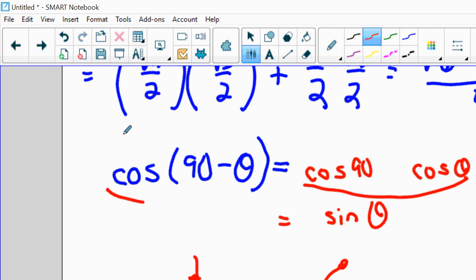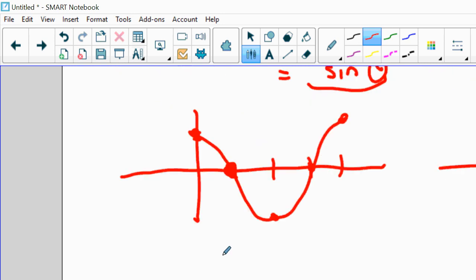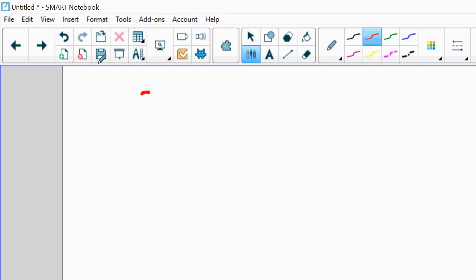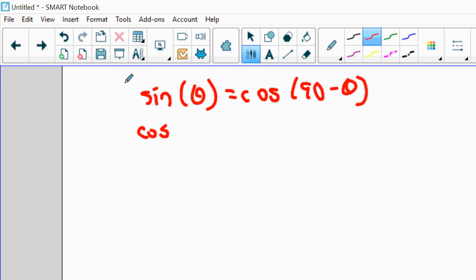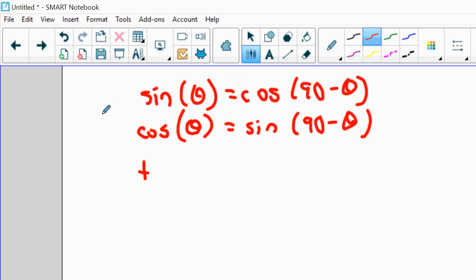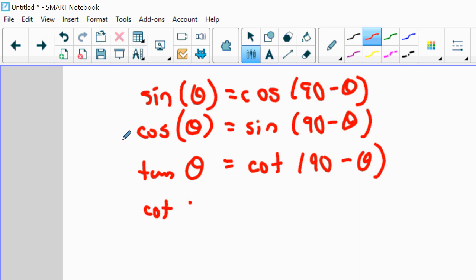And they call this the cofunction identity. So they work for all 6. So let's get this in our notes now. If you say sine theta, that's cosine 90 minus theta. And you know cosine theta, if we do the similar proof, is sine 90 minus theta. And tangent theta is cotangent 90 minus theta. And cotangent theta is tangent 90 minus theta.